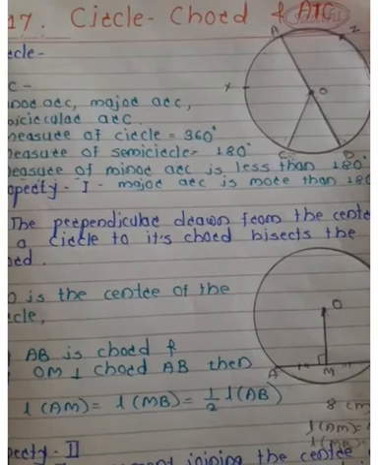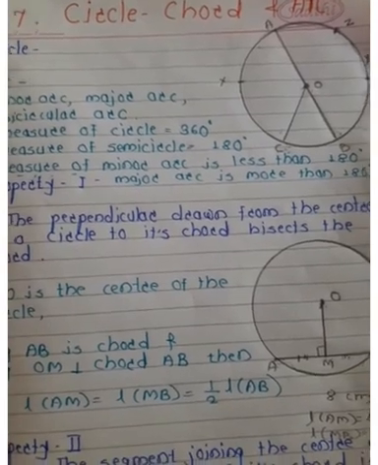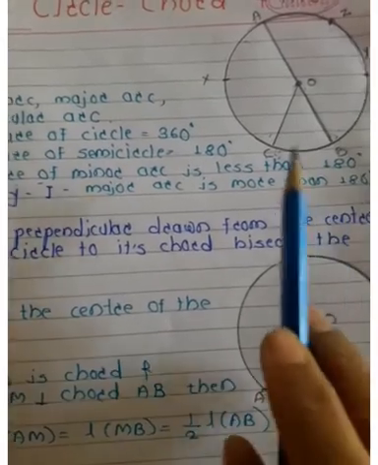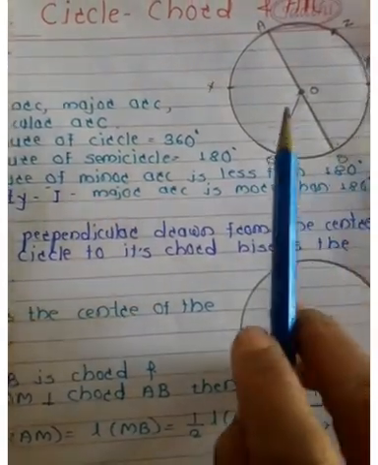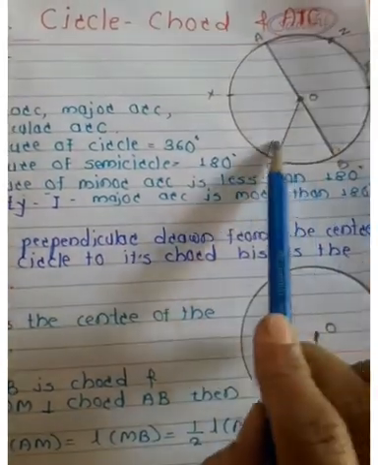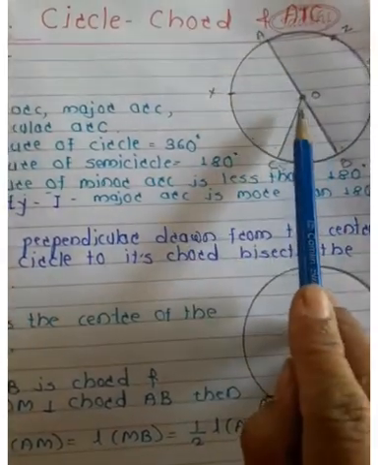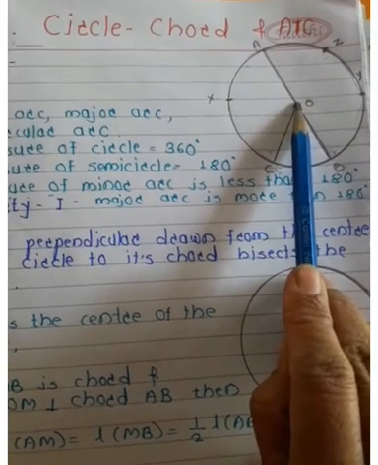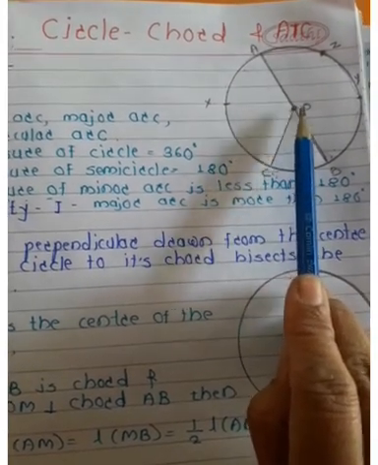Hello everyone, today we will see the 17th lesson, circle, chord and arc. Very first we will see what is meant by a circle. A circle is a set of points equidistant from a fixed point in a plane. The fixed point is called the center of the circle.